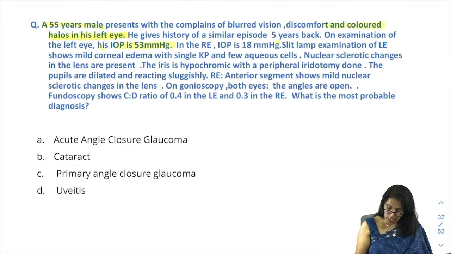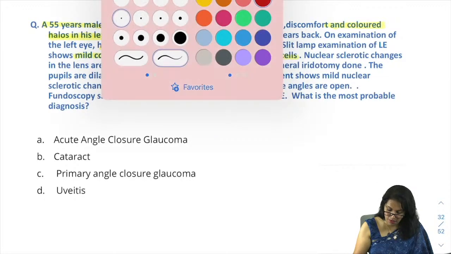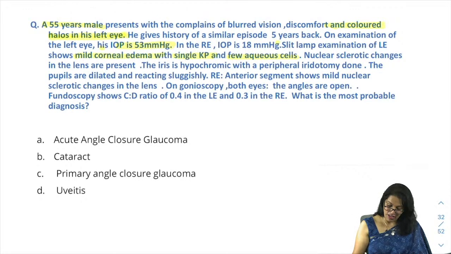Right eye is okay. Slit lamp examination of the left eye is showing corneal edema, but there is a single KP and few aqueous cells. Is it a glaucoma or a uveitis? It is a uveitis where the pressures are more. Do you remember what we are talking about? Where there is uveitis with more pressures. Let's see further what is given in the question.